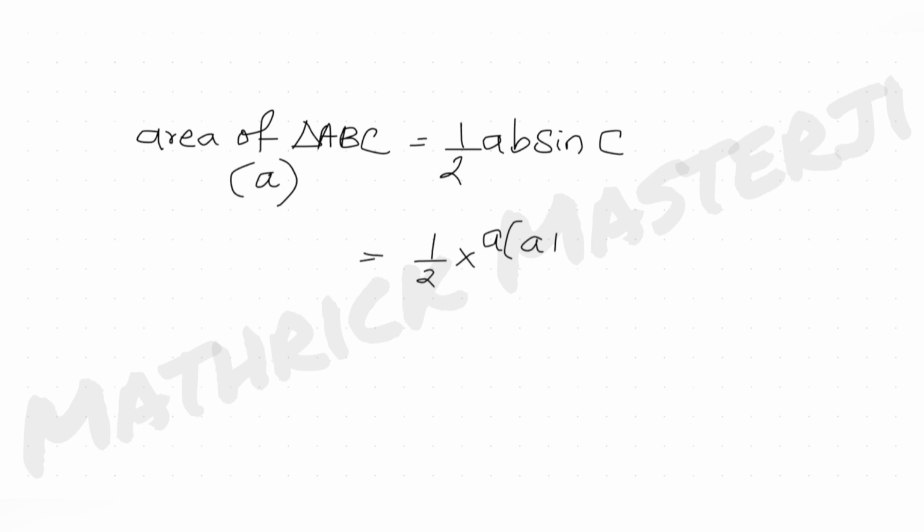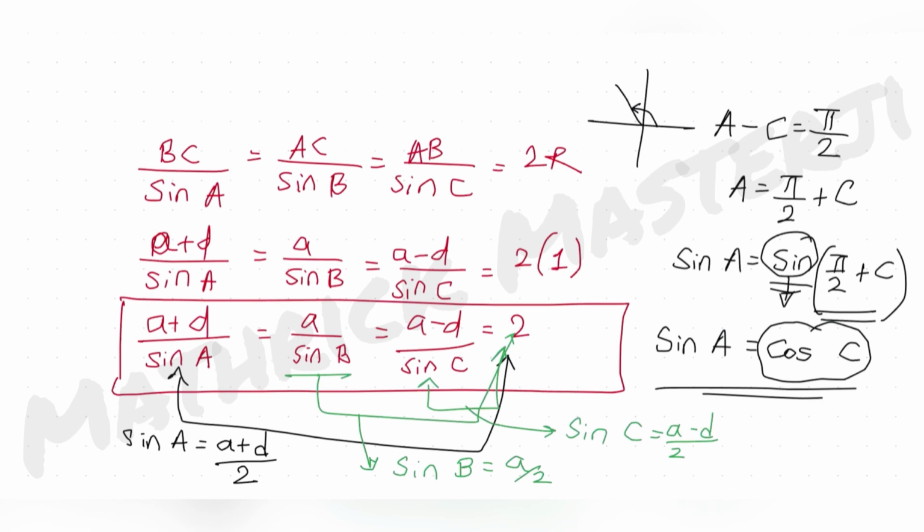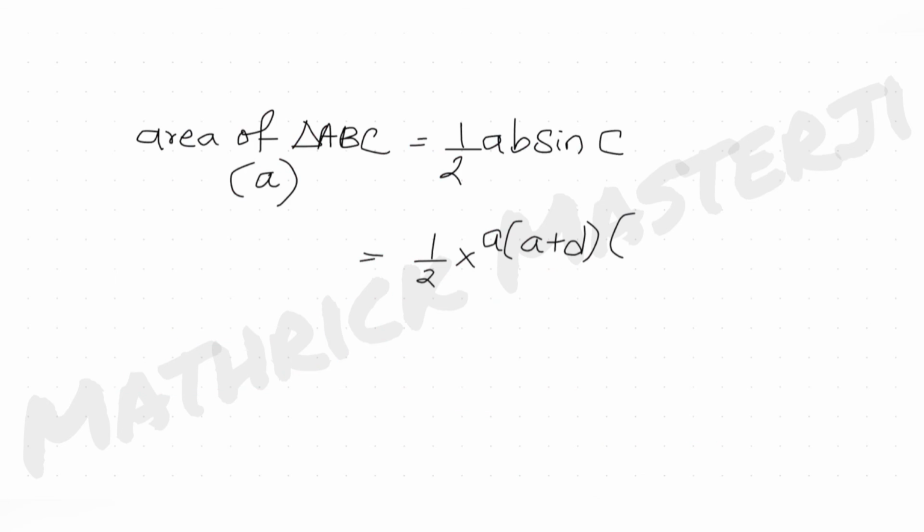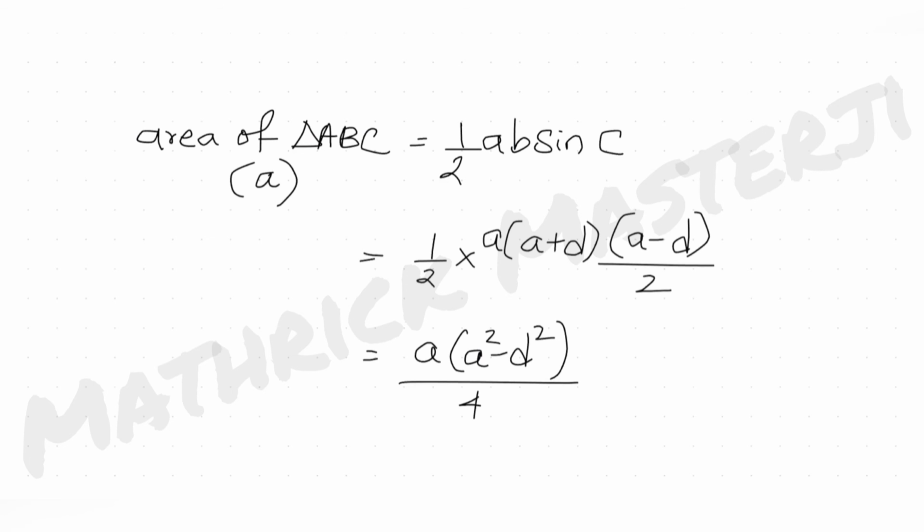And sine C, I have just figured out in terms of a and d from here. So we know sine C is a minus d over 2. So I get from here a² minus d² divided by 4. Now once I have a into a² minus d² divided by 4, that's the area of the triangle, and that is given by capital A.